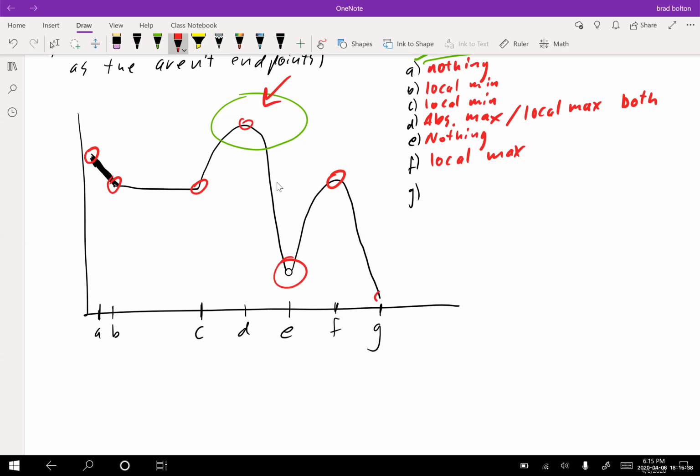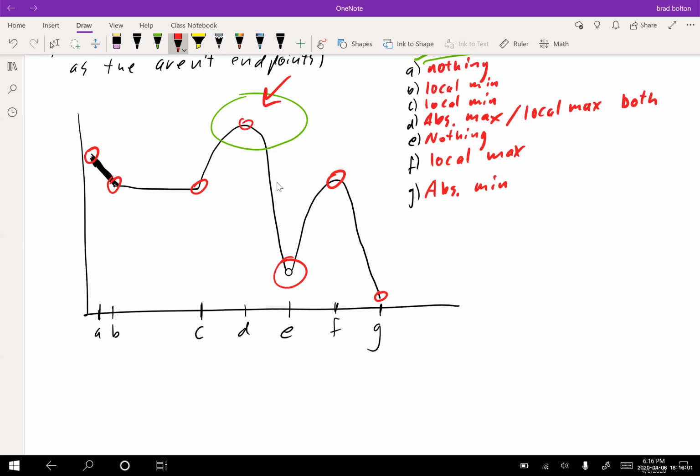Now we go down to here, we're looking at this location. That is the lowest point on the entire graph, so this is an absolute. Okay. Now, why is it not a local min? Well, because once again, it's an endpoint, and endpoints can't be locals in our class. Okay. So that's kind of graphically what we're looking at.